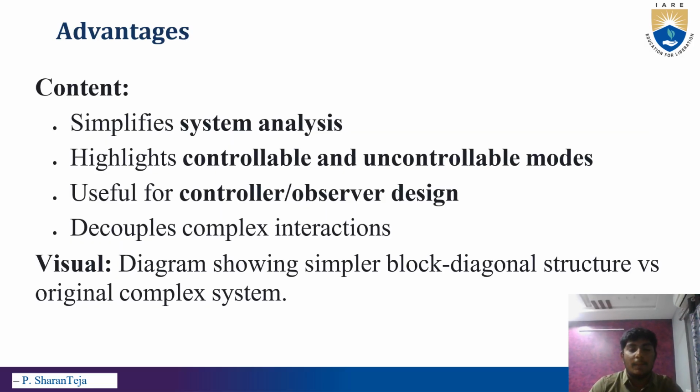Advantages. Let us summarize the key benefits of the Jordan form. It simplifies the system analysis and separates independent dynamics. It also helps us identify the controllable and uncontrollable modes, crucial for control system design. It's also useful in observer design, especially when estimating internal states. It makes mathematical operations simpler, like finding e^(At) and solving differential equations. And it reveals system stability and natural behavior through eigenvalues.